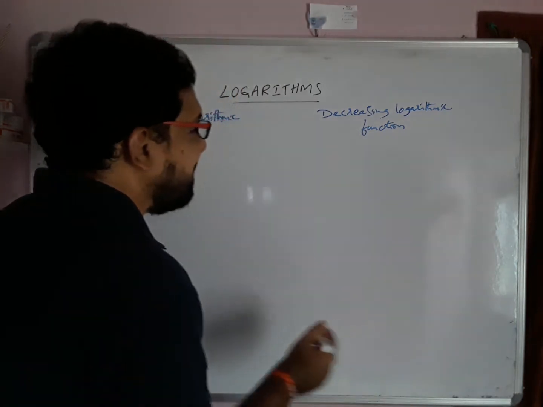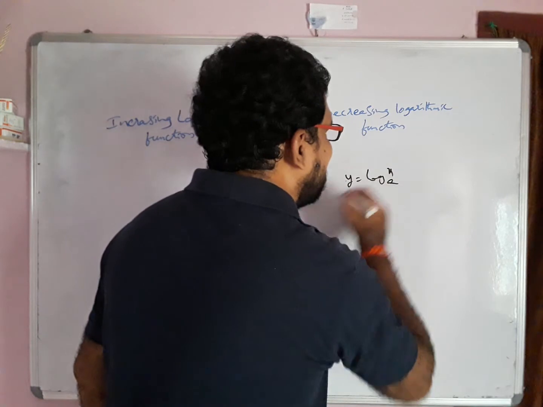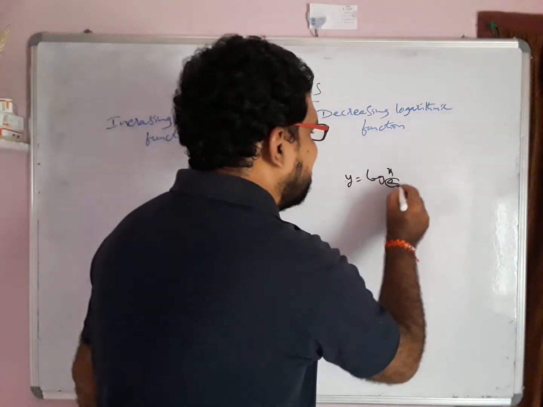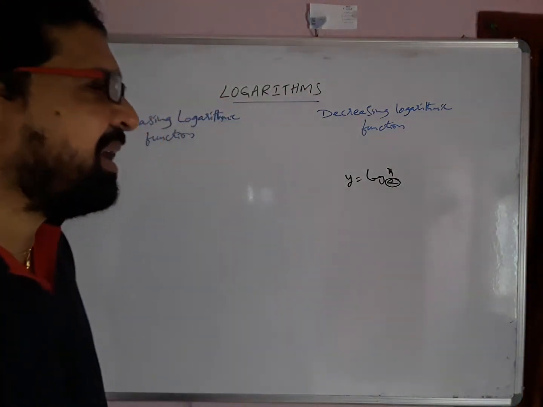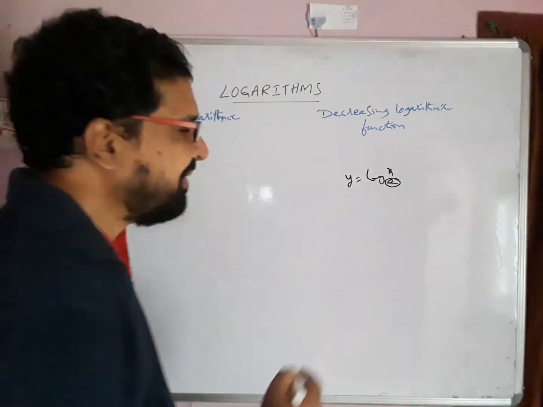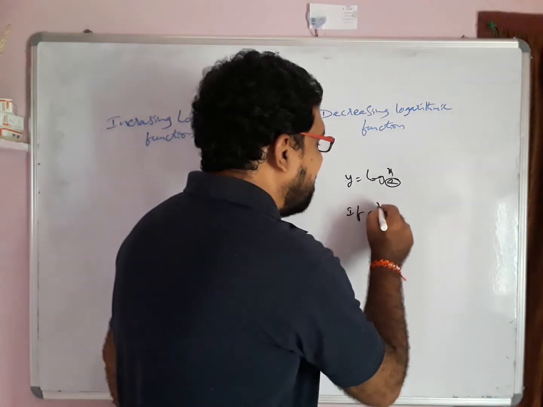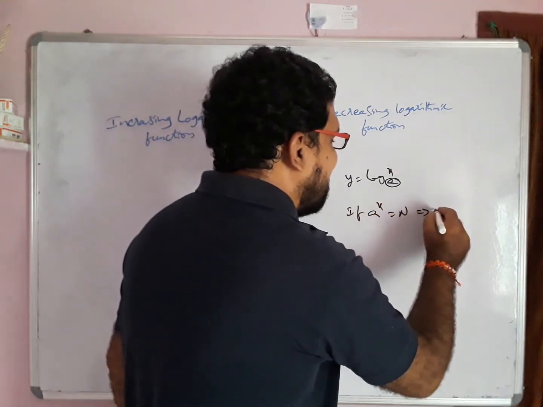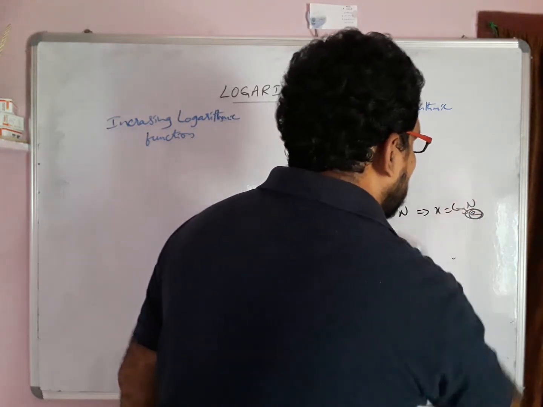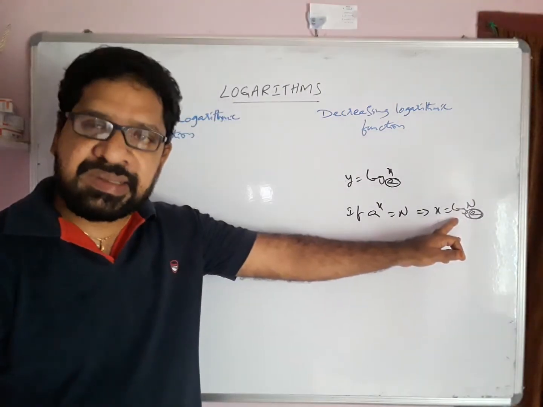So here, let us recall the definition of logarithm: y is equal to log x to the base a. Here is the condition on a. Whether a logarithmic function is increasing or decreasing depends purely on the base a. As we discussed in the definition, if a to the power of x is equal to n, then x is said to be log n to the base a. Here the base a decides whether the logarithmic function is increasing or decreasing.